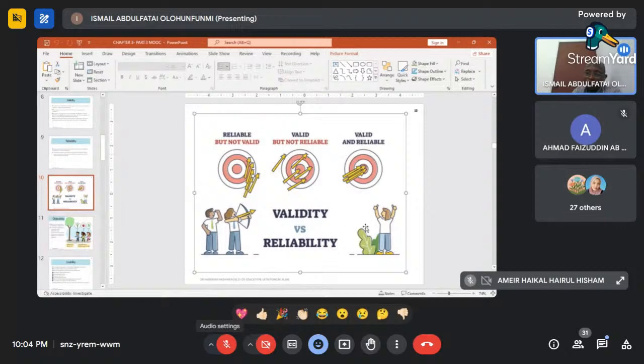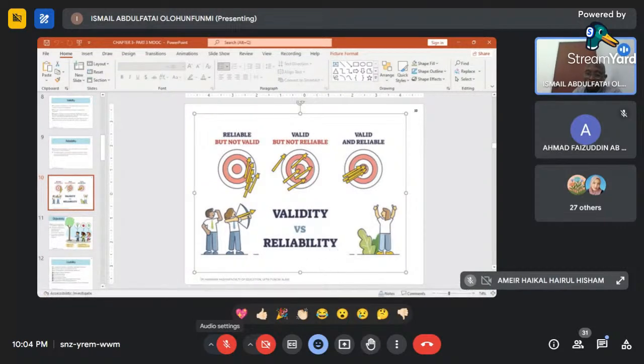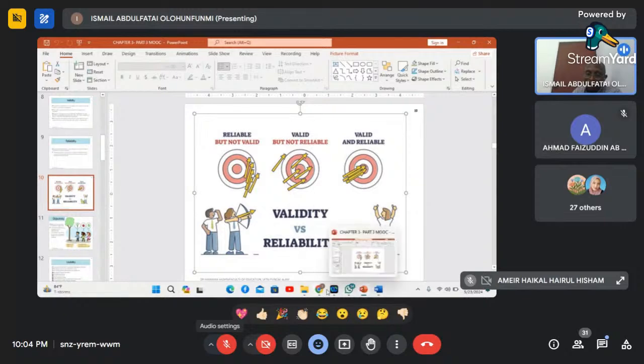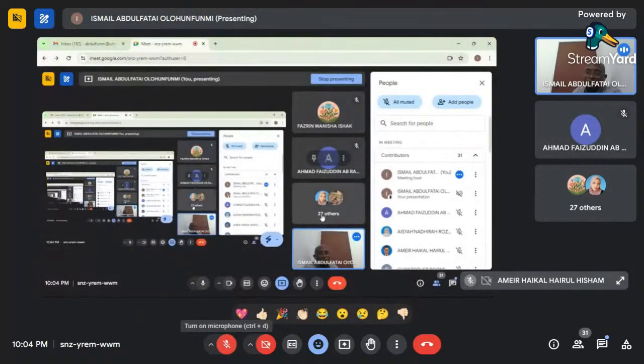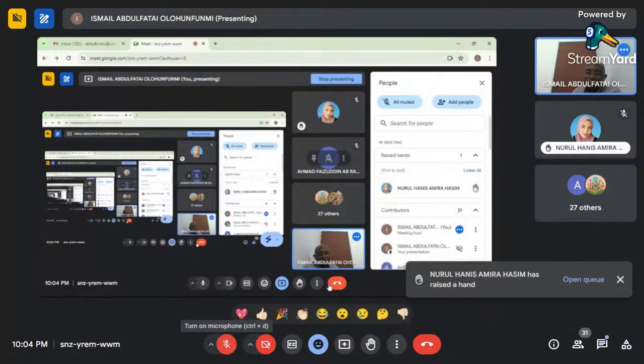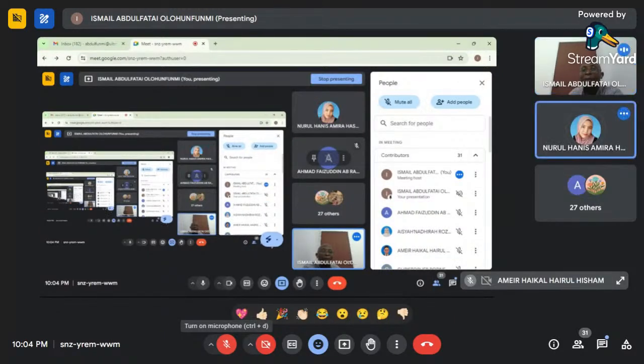So then the third one, they said it's valid and reliable. Who can explain that? Who can explain valid and reliable? Okay, Nurul Anis, are you raising your hand? Can you try?